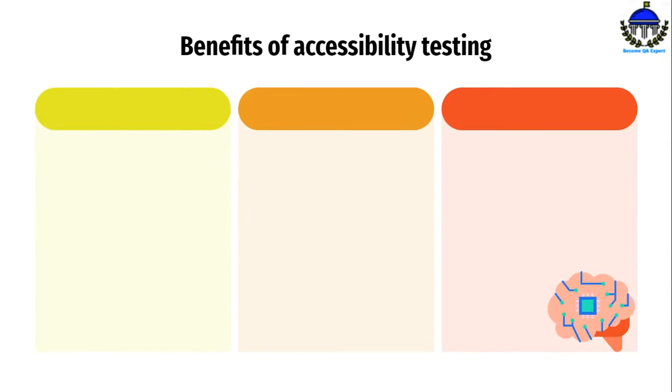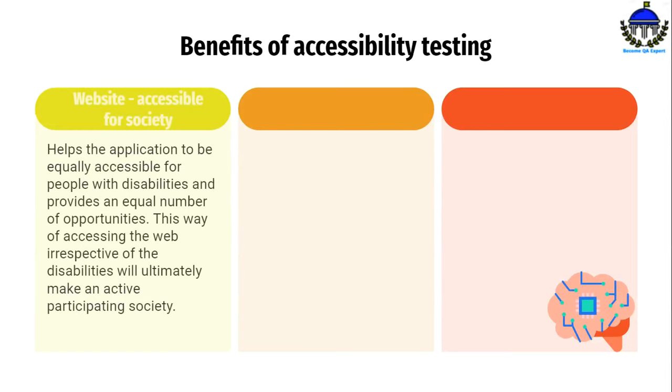Let's proceed with the benefits of accessibility testing. It makes the website accessible for society. Performing the accessibility test effectively helps the application to be equally accessible for people with disabilities and provides an equal number of opportunities. This way of accessing the web, regardless of disabilities, will ultimately make an actively participating society. So all rights equal for all.